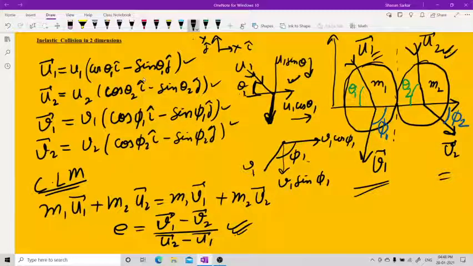Then do not use the kinetic energy equation, conservation of kinetic energy. Just put e equal to 1 and solve it and you will get the same thing. I'm repeating, do not use both this coefficient of restitution and conservation of kinetic energy in case of elastic collision. Either you use this or you use this.